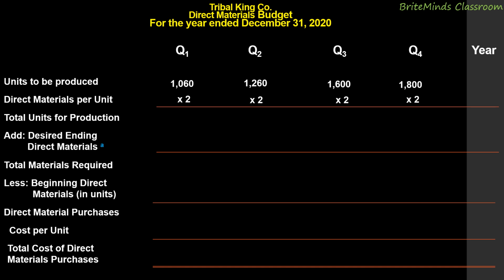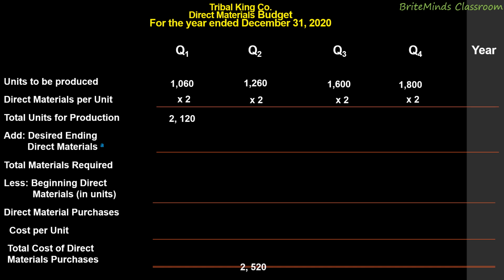Then we will determine the total units for production by multiplying the direct materials per unit by the units to be produced. So 1,060 multiplied by 2. The total units for production for quarter 1 is 2,120.